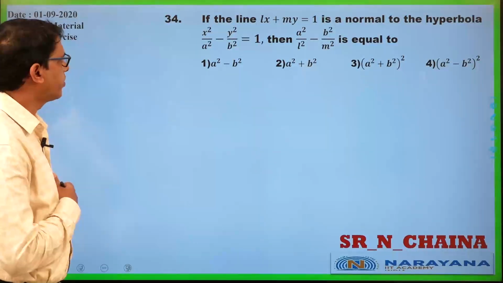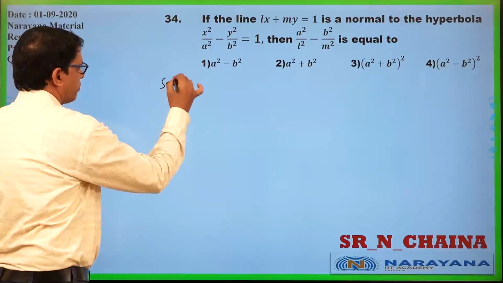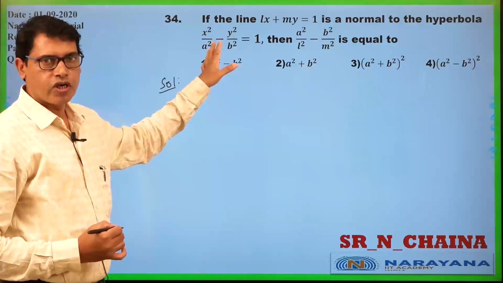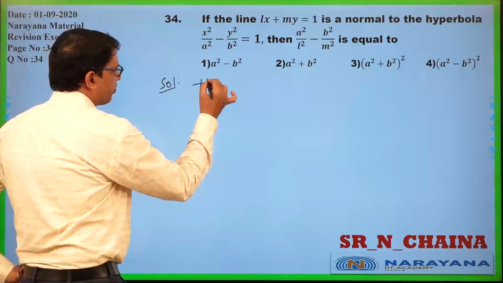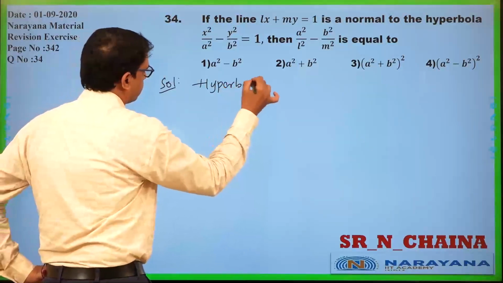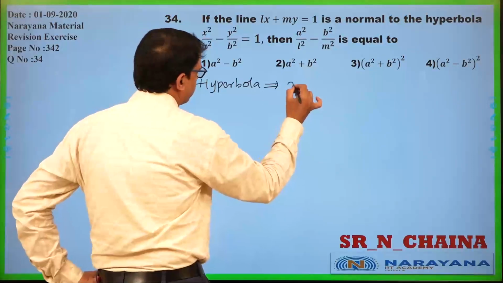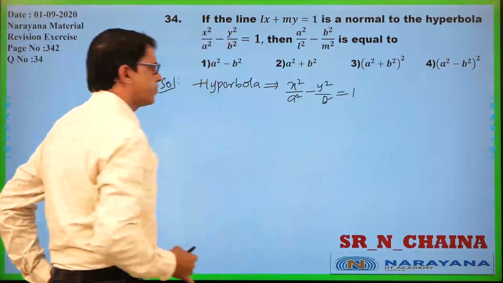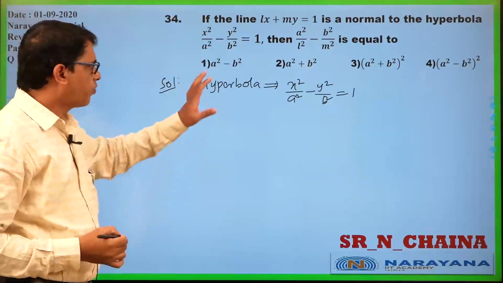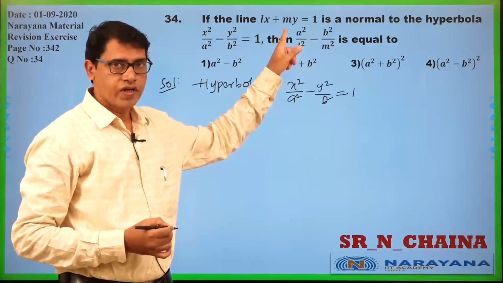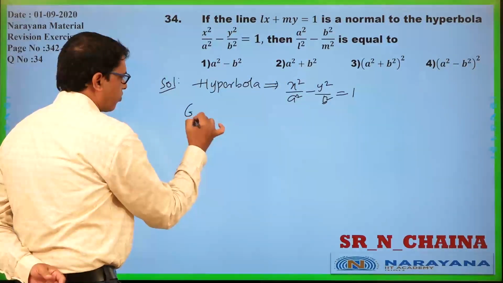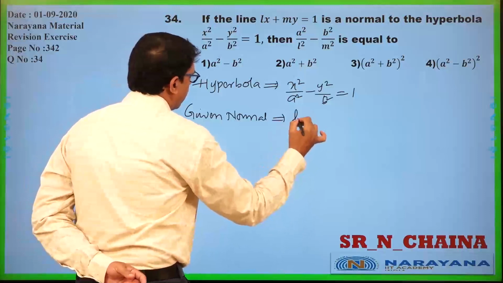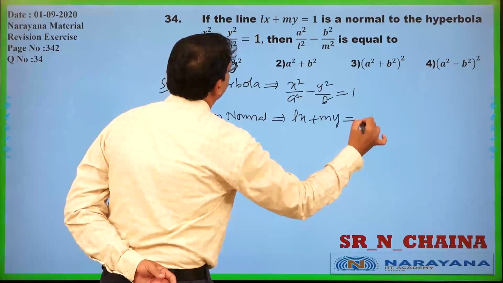Okay? Now see, here the hyperbola is in the standard form. Hyperbola implies x square upon a square minus y square upon b square equals to 1. Okay. So, to this hyperbola, the equation of normal is given. What? So, given normal implies Lx plus my equals to 1.